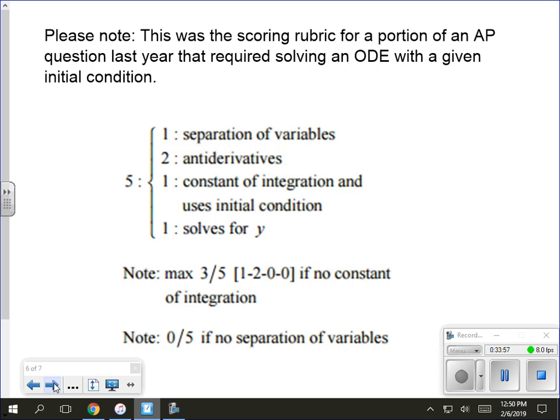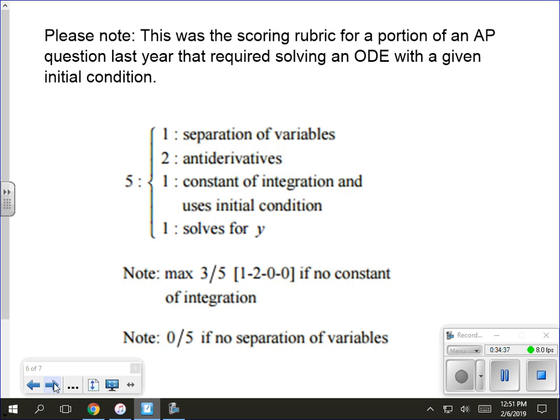Please note, this was the scoring rubric for a portion of an AP question last year that required solving an ODE with a given condition. It's 5 points. This is the largest single type of problem AP asks. It's worth the most points of any single one. Their free response questions are always, here's this information, A, B, C, or D, and this is the largest single point portion of any free response question, 5 points.